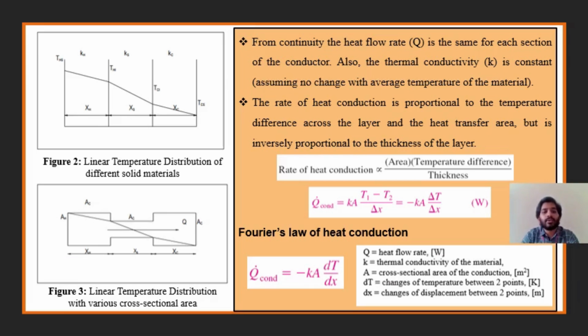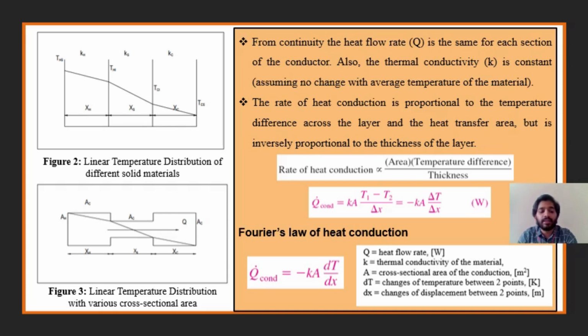Also in linear heat conduction, there are specific things that we need to consider. As we can see in figure 2, it shows a linear temperature distribution of a different solid material. The continuity of heat flow rate is the same for each section of the conductor, which shows the thermal conductivity is constant, assuming no change with the average temperature of the material.